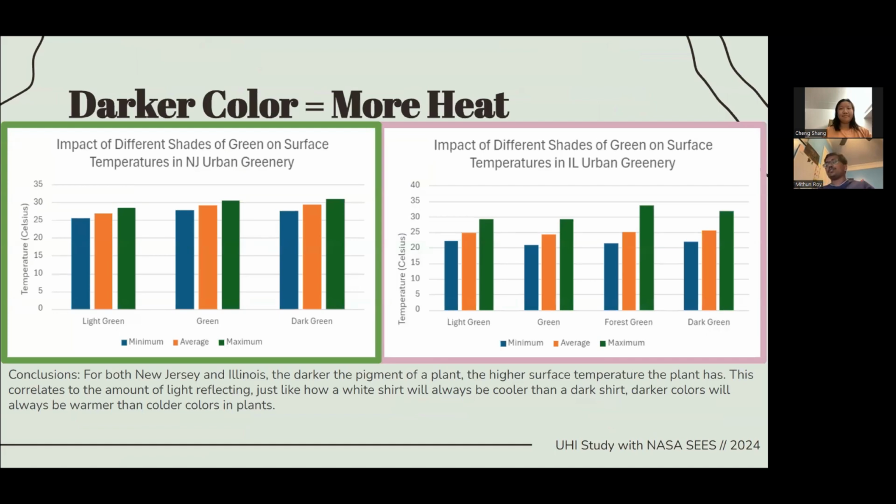Now, one of the false correlations that we found was in going with the hypothesis that the darker the pigment and the color is, the more heat the surface has. For both New Jersey and Illinois, the darker the pigment of the plant, the higher the surface temperatures, and often this correlates with the amount of light that's reflecting off. Just like how a darker shirt will be hotter than a whiter shirt in the sun, the same effect happens here.